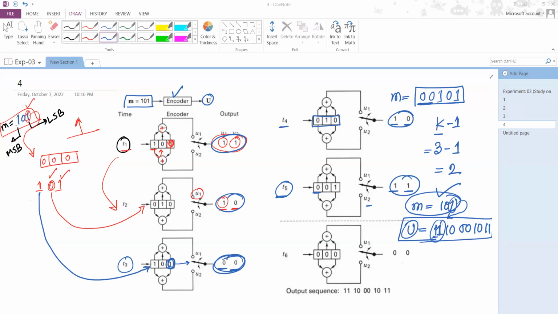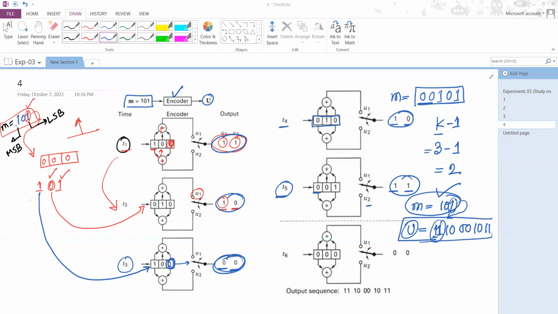And the first 2 bits show the state of the next stage, and the rightmost 2 bits represent the state at Ti. That means the present state is represented by the last 2 bits, and the next or future state is represented by the first 2 bits here.